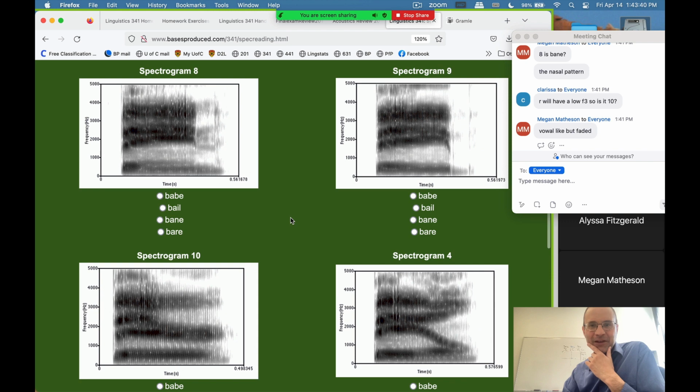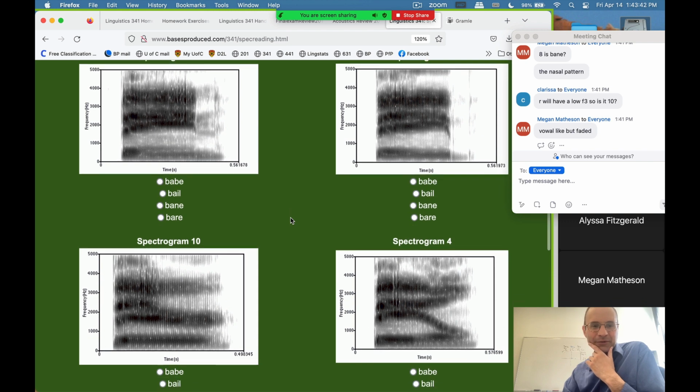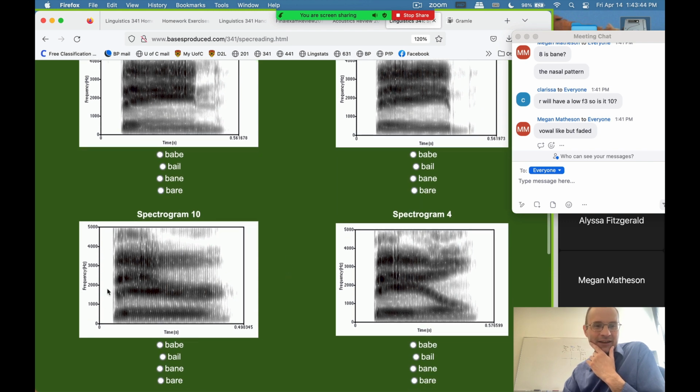I'll take it. R will have a low F3, so is it 10? It is 10. So F1, F2, F3, and then F3 kind of quickly goes down. It's hard to see because it just gloms right on top of F2, but this is F3 going down for bear. There's a little bit of separation and then it disappears.